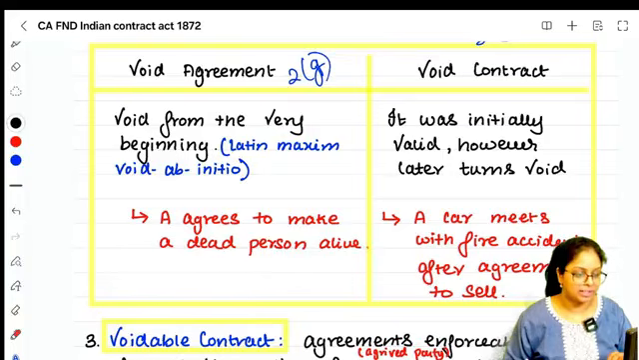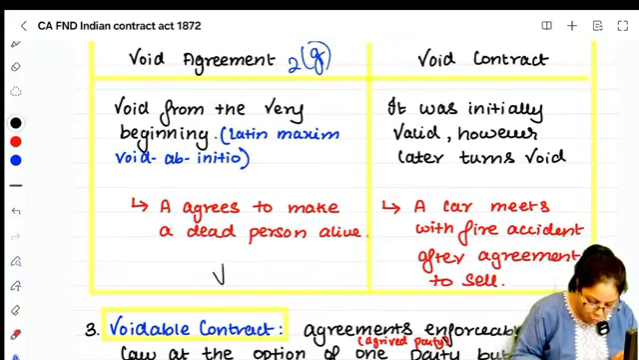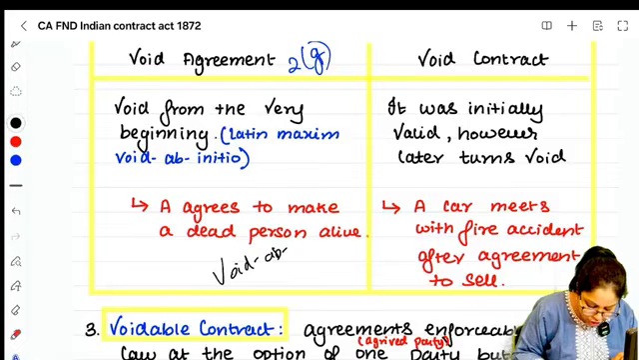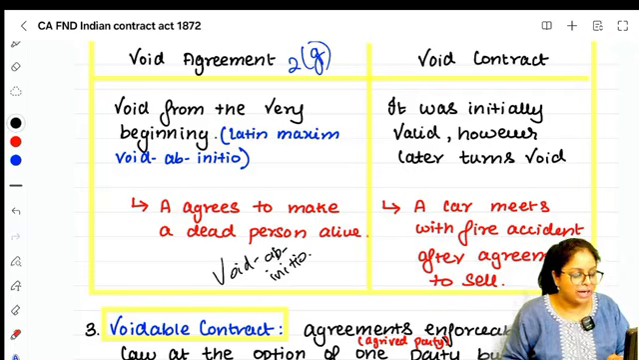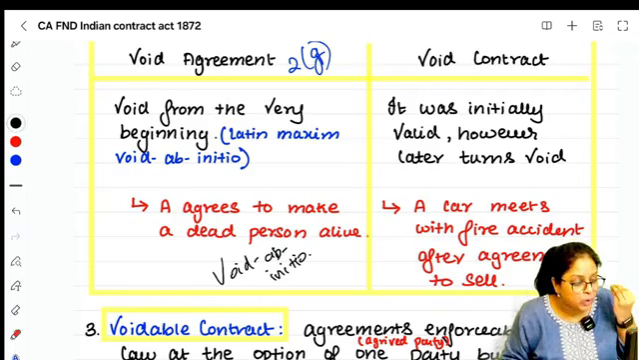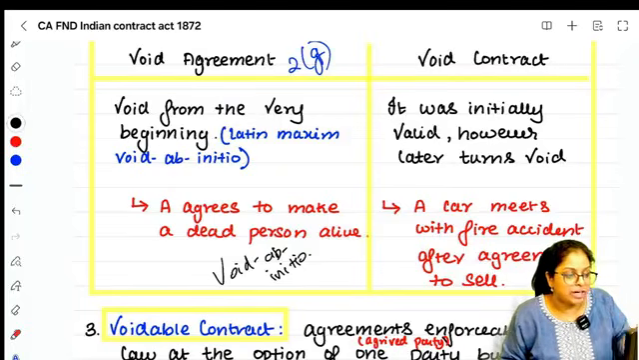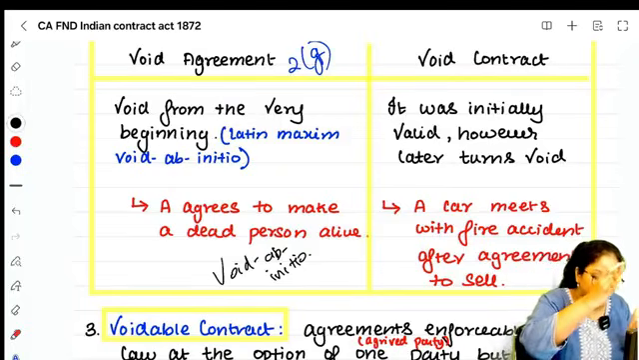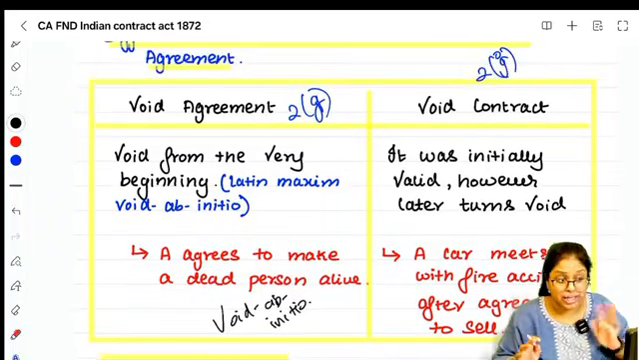Are you able to understand? You have to remember the Latin maxim. Void ab initio. Is that clear? Void ab initio means what? It is void from the very beginning. Like entering into a contract with a minor. It is a void ab initio. It's a void agreement, void from the very beginning, which is section 2 clause G. Very good.